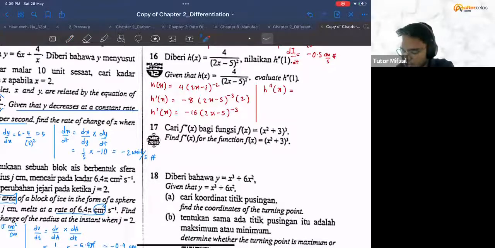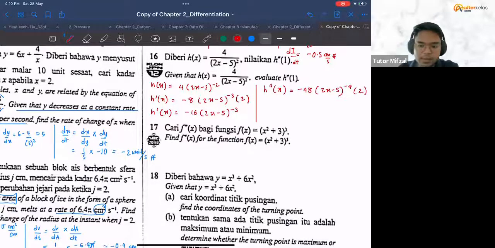Now, you differentiate it one more time, h double prime x, you should get negative 16. Okay, so you differentiate it one more time, negative 3 goes down, so negative 16 times 3, you should get negative 48 over, times 2x minus 5, negative 3 minus 1 is negative 4, differentiate whatever is inside 2x minus 5, you should get 2. Then you should simplify it again. Negative 48 times 2 is negative 96, 2x minus 5 to the power of negative 4.